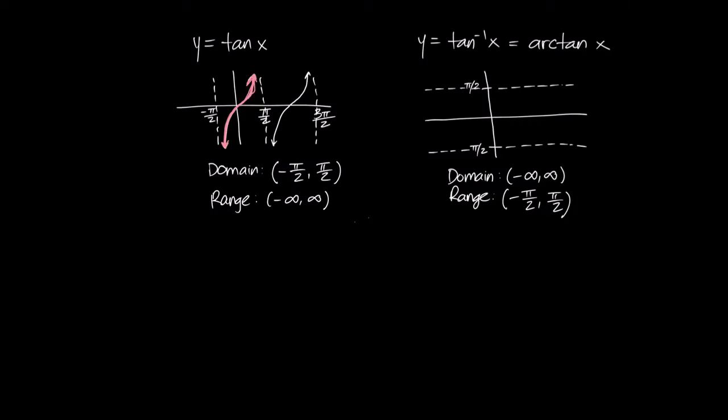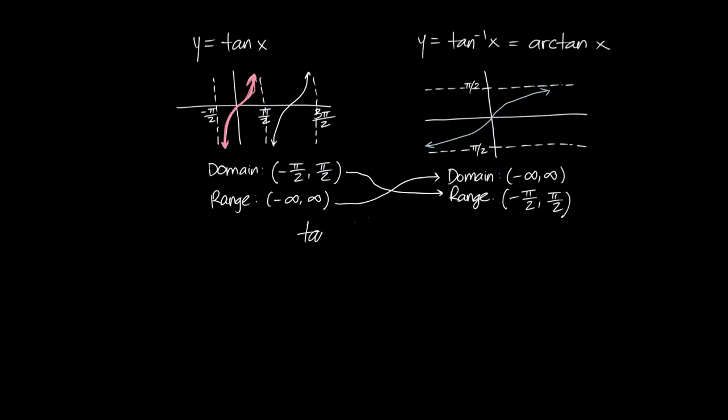So what would the inverse graph look like? Well, if we reflect the pink graph over the line y equals x, we would get something like this. So this blue graph right there is the inverse tan graph. Notice once again that the domain of tan becomes the range of inverse tan, and the range of tan becomes the domain of inverse tan.